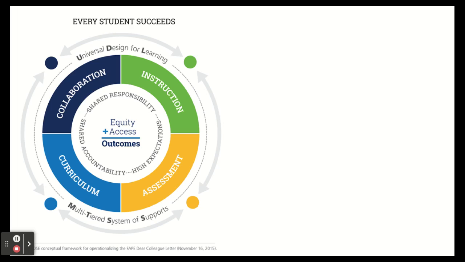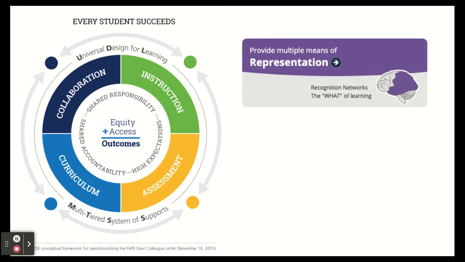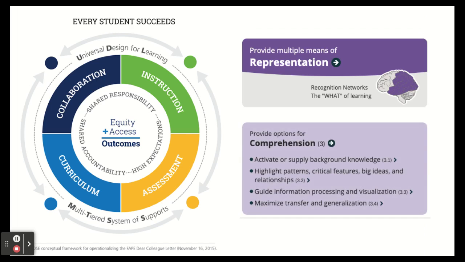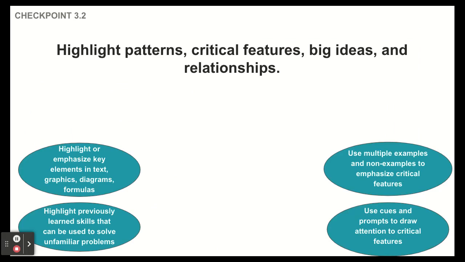According to the Universal Design for Learning, providing multiple means of representation recognizes the what of learning. Providing options for comprehension gives students more access to the text that they're reading. According to the Universal Design for Learning's Checkpoint 3.2, highlighting patterns, critical features, big ideas, and relationships for students is the facility with which they distinguish what is critical from what is unimportant or irrelevant.